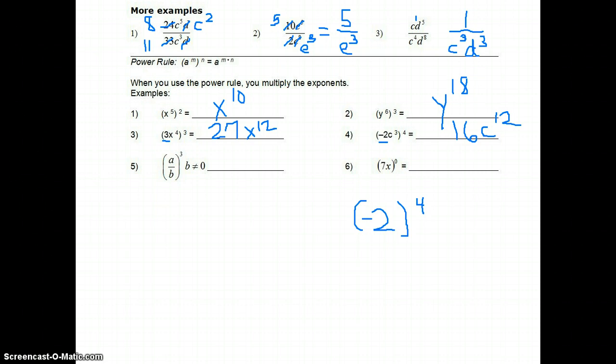So if you have numbers inside the parentheses and there's an outer exponent, go ahead and evaluate those bases to that exponent. Question 5. All you're really doing here is raising both a and b to the third power. So your final answer is simply a cubed over b cubed. That's it.